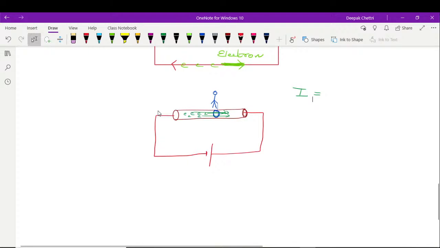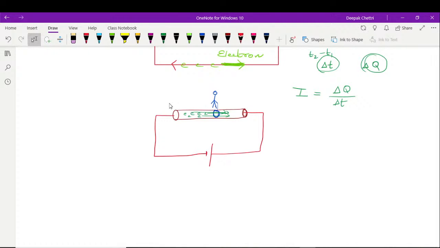So let us say in a small interval of time delta t, delta q amount of charge passes through this area that you have kept here. You kept an area and you noted the time for delta t. Delta t can be the difference between two times, t2 and t1. Now during this time you found that this many charges were flowing through this area. So the formula for your current will be delta q divided by delta t.